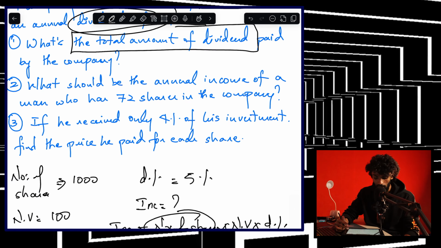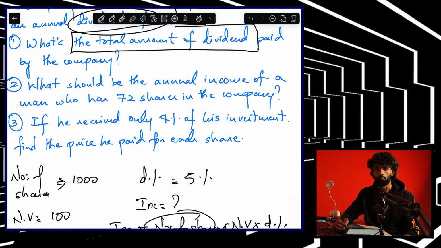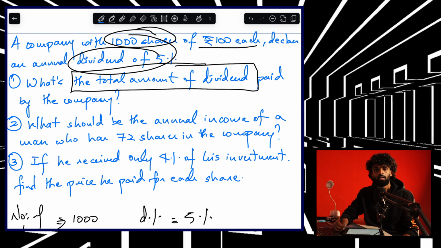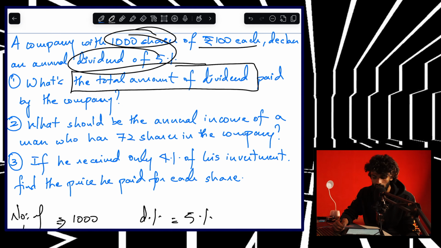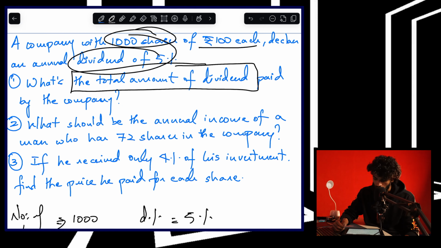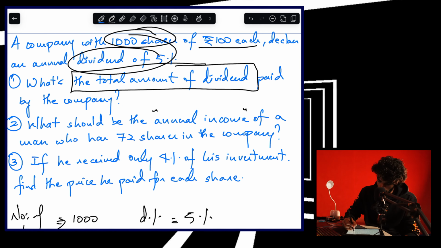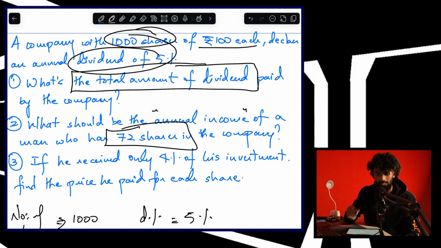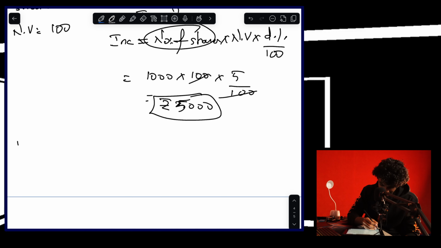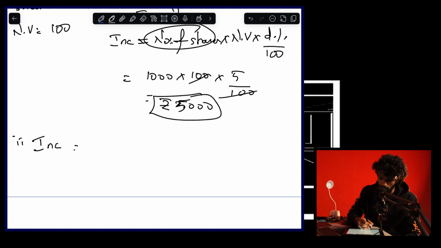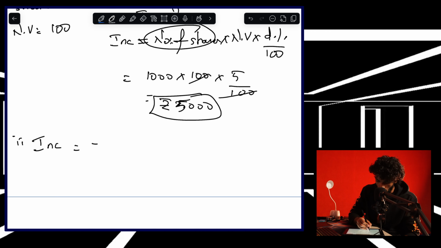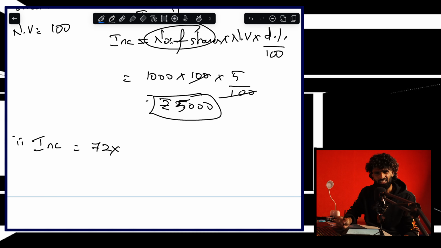Done. Now they're asking me what should be the annual income. Guys, now understand. In the initial question, the company is giving 1,000 shares. Correct. They're asking what will be the annual income of a man who owns 72 shares. Fine. So in the second sub question also, I'm finding income only. But what is changing? The number of shares that the man owns will change. So it becomes 72.